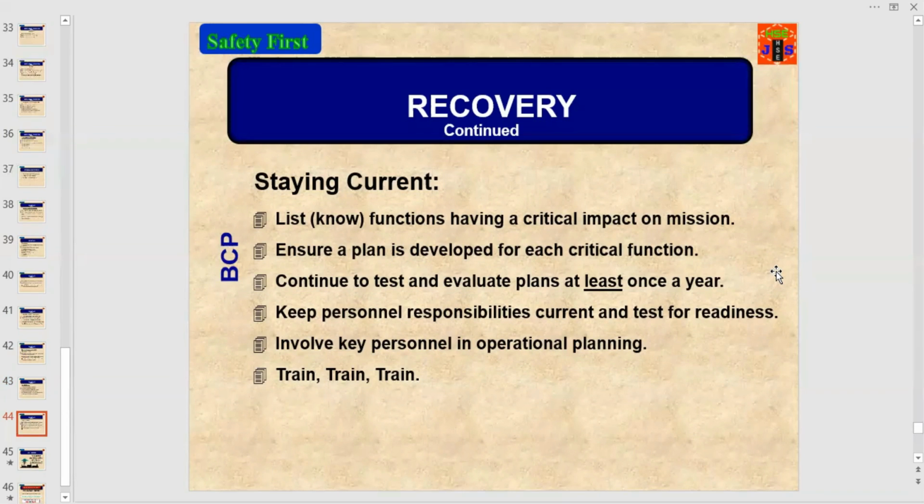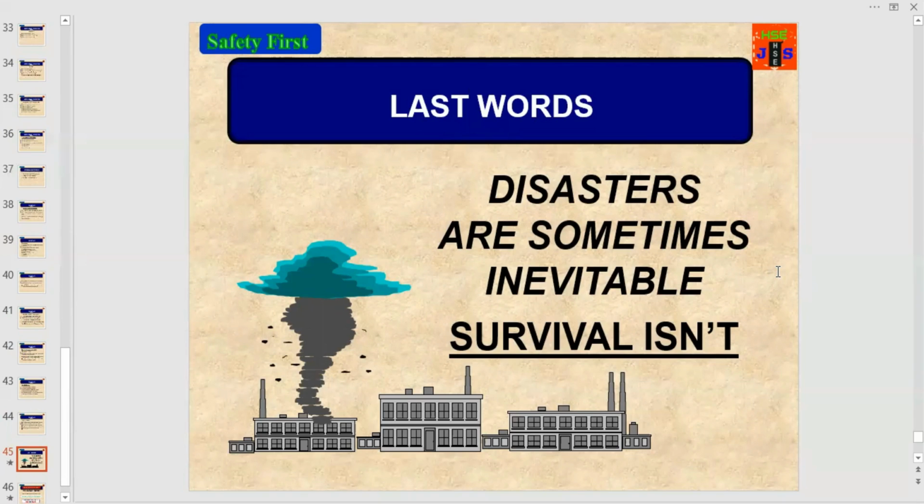To gain the results of business impact analysis, stay current and list functions having a critical impact on the mission. Ensure a plan is developed for each critical function. Continue to test and evaluate plans at least once a year. Keep personnel responsibilities current and test for readiness. Involve key personnel in operational planning. The last and the most important point is train, train, and train. You have to remember these golden words. Disasters are sometimes inevitable. Survival is not.